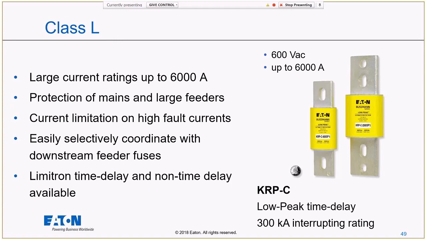300K interrupting rating. We've got a couple different styles there, but the KRPC, that's our low peak fuse there. That's the most common one that we sell, so that's most likely the one you'd run into. We have some non-time delay ones in there as well. Some are the faster acting. We see these a lot in construction projects where we're trying to coordinate with downstream fuses. They coordinate very, very well with other fuses.